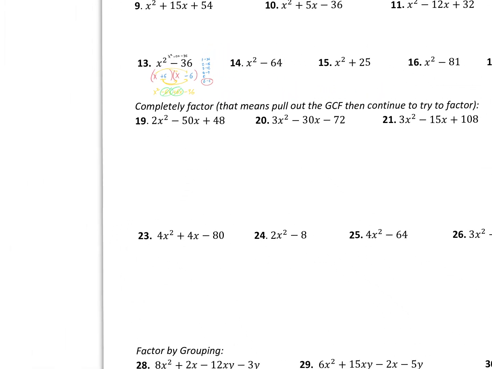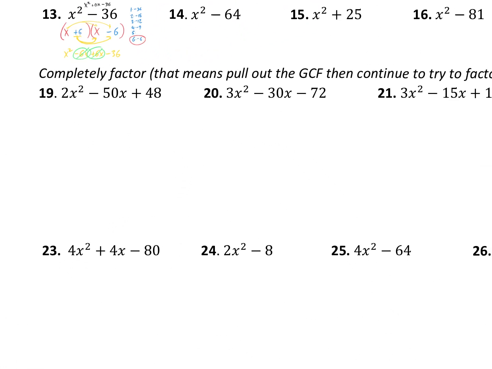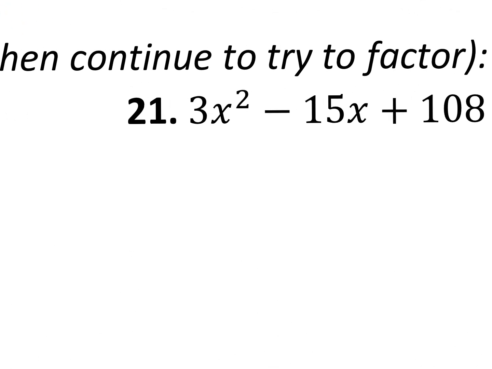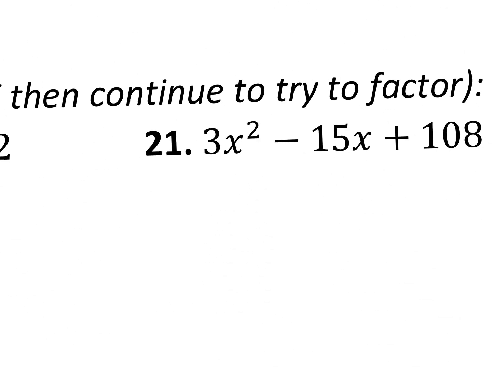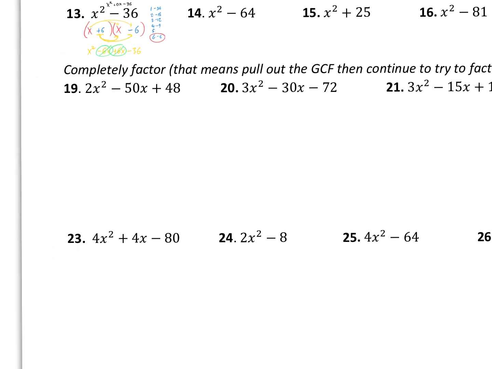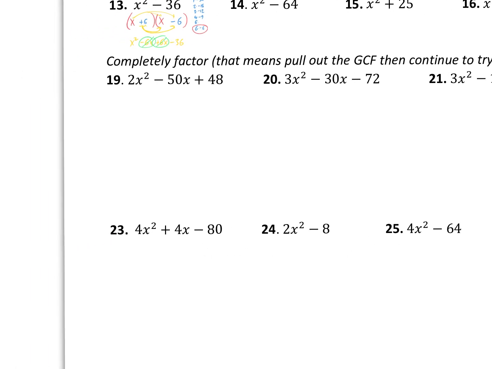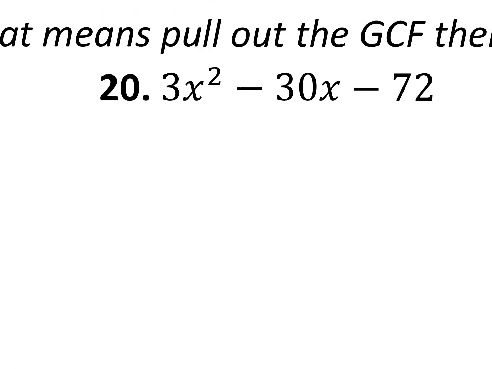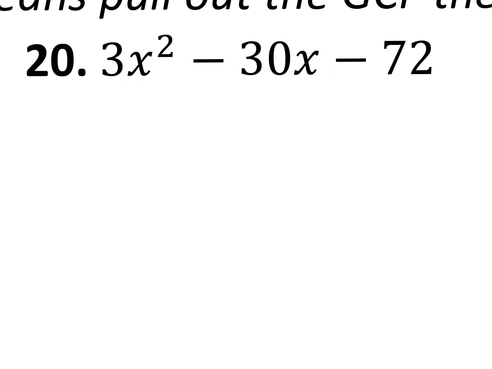This next section says completely factor. What does that mean? That means to pull out the GCF and then continue to try to factor. That doesn't guarantee you that you're going to be able to continue factoring, but maybe you will. If we take a look at, let's say, number 20, okay? I'm hoping that I could pull out a multiple of 3, the GCF of 3 from all 3 terms.